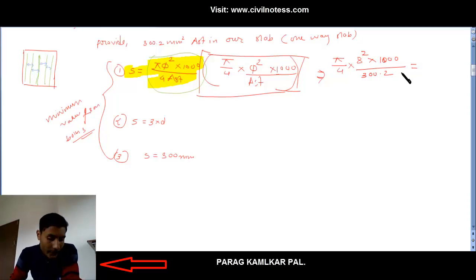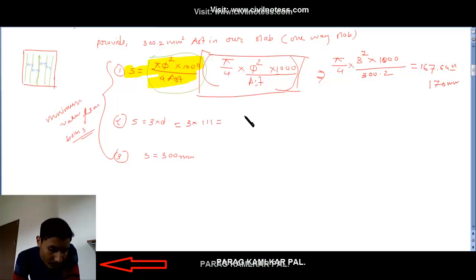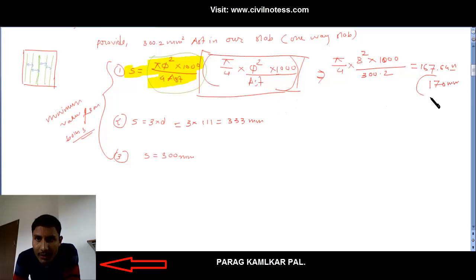Okay, so after putting all the values, I got one value as 167.64. I can say that it is 160 or 170 mm, whatever you want to take. Then 3 into D, with depth 111, is 333 mm. And for this T, the minimum of these is 170, so I take this value.